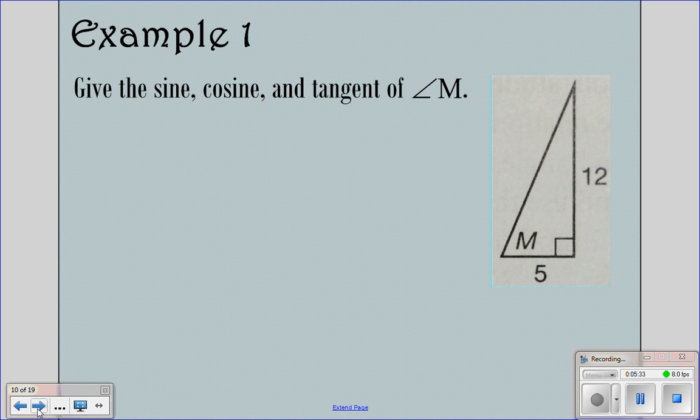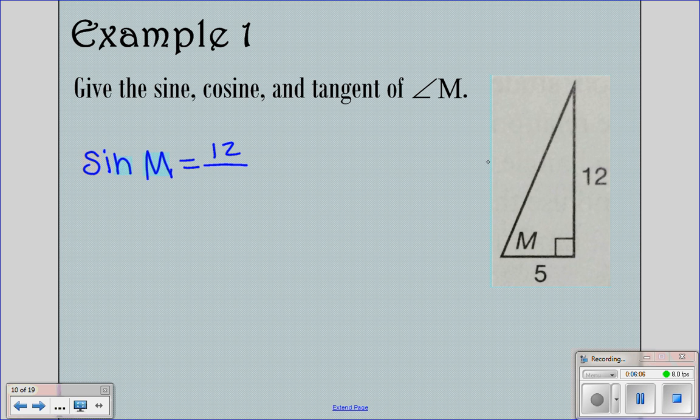Alright, so looking at this figure, we want to give the sine, the cosine, and the tangent of angle M. When we're looking for the sine, we don't actually write out S-I-N-E. We abbreviate it to S-I-N, the sine of angle M. This is not said as the "sin" of angle M, but the sine of angle M. Now, sine is opposite over hypotenuse. So, what side is opposite of M? The 12.